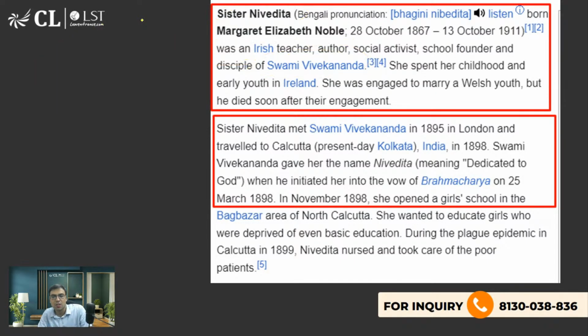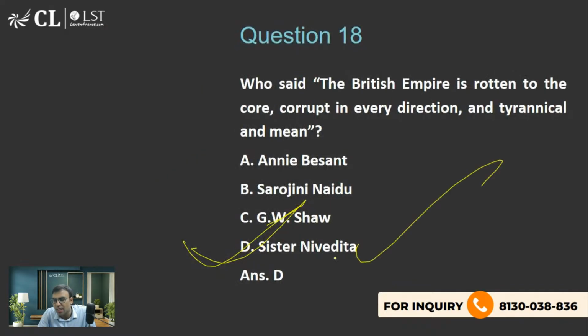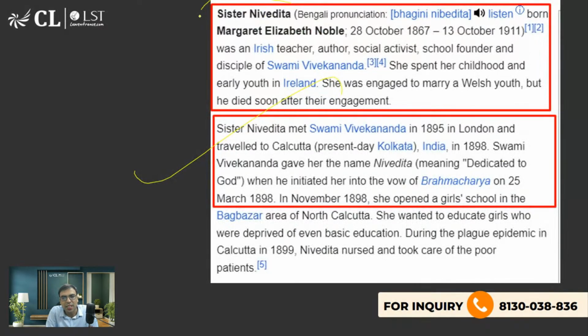So that is what you should be knowing. She said this. So let's move on. Here is the right answer, Sister Nivedita. I have told you, right? She was an Irish lady. She came to India and got inspired by the ideas of Swami Vivekananda. She changed her name from Margaret Elizabeth Noble and started calling herself Sister Nivedita. She opened a lot of girls' schools in North Calcutta, etc.